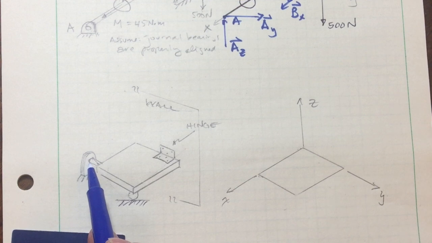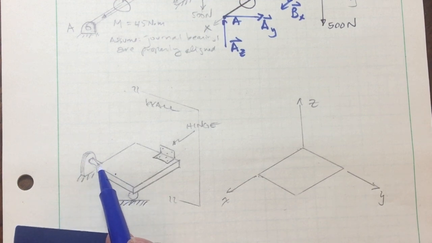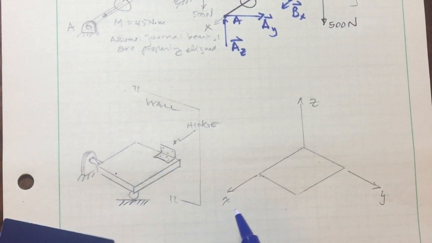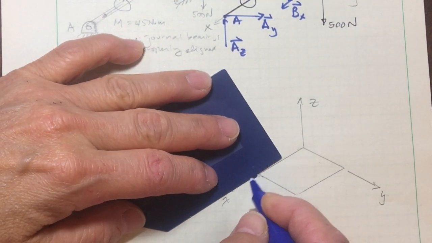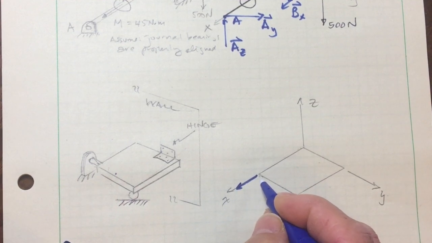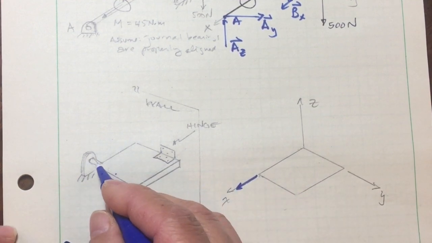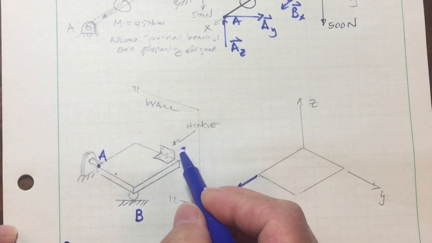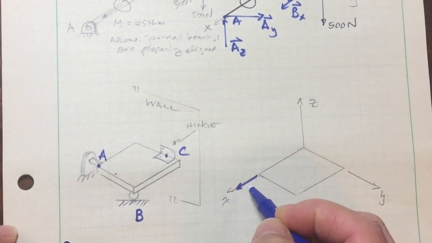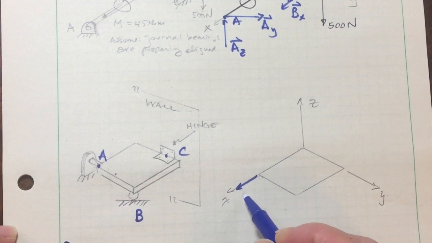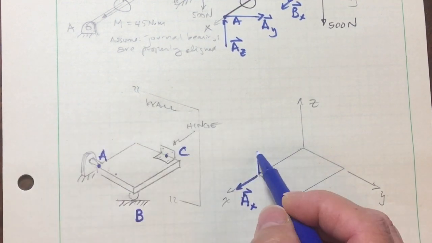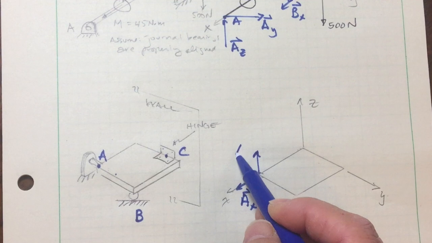That single journal bearing prevents this table from translating in the x and also in the z direction, so we'll have reaction forces in those directions. Let's label this as point A, point B, and point C. So going back, this reaction force would be AX, and also we would have AZ.